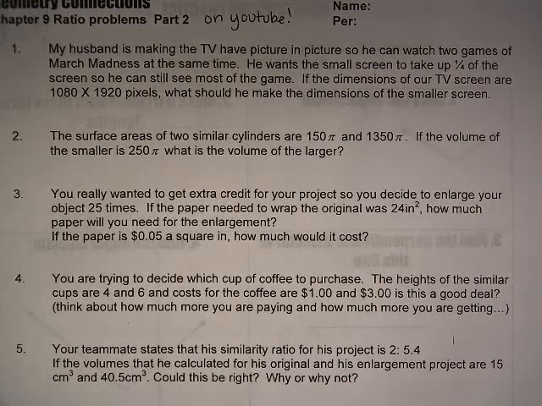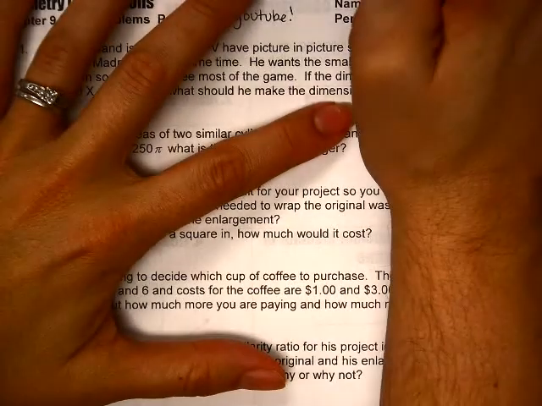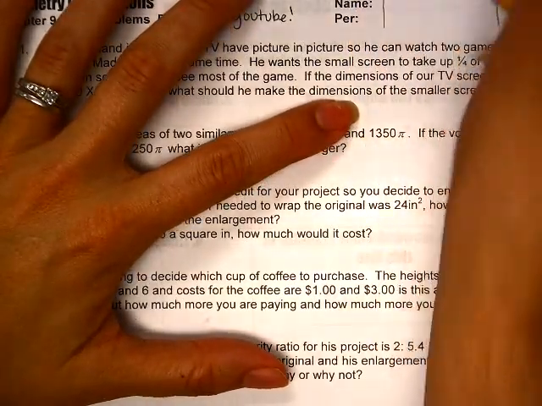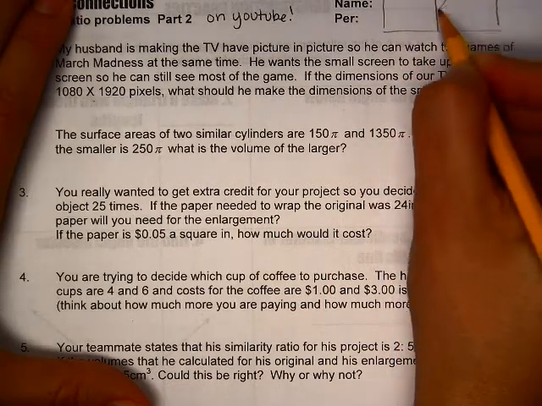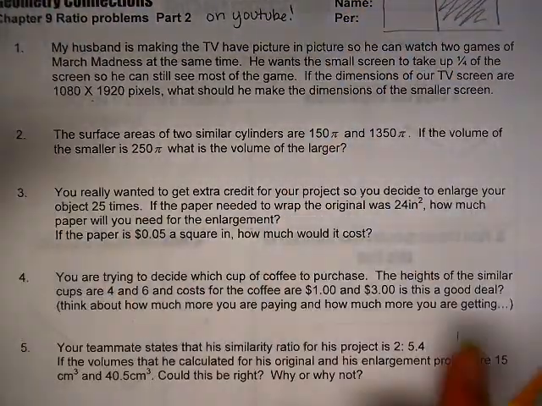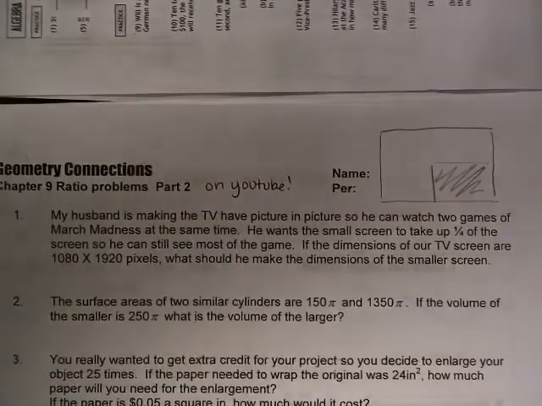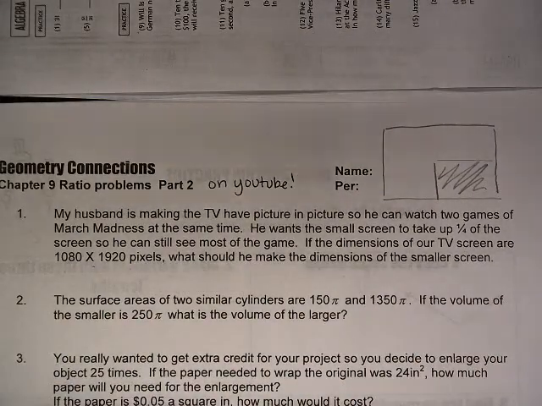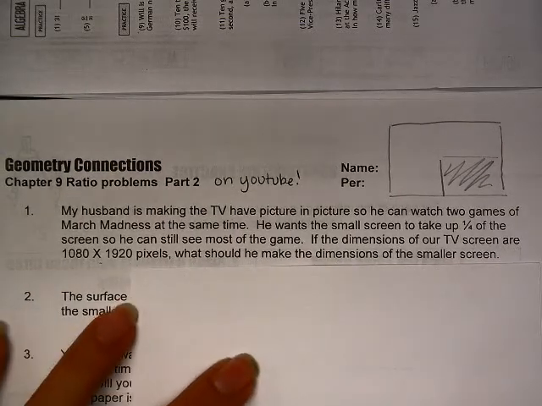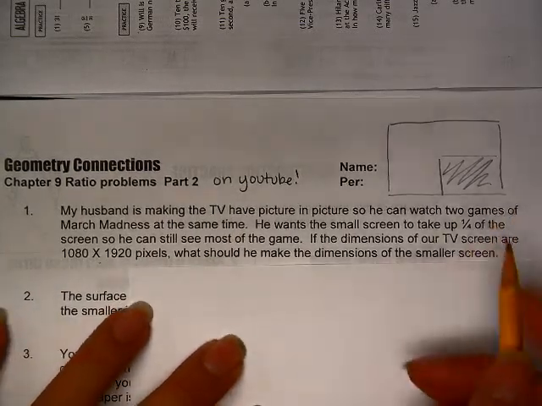All right, so a few years ago, my husband was watching March Madness, and he was setting up the television to do picture-in-picture. What he wanted was for the small picture to take up a quarter of the screen. The problem is that he did his math without thinking, because he's older and he doesn't remember all of these little things.